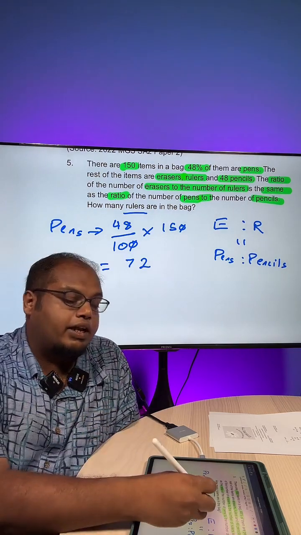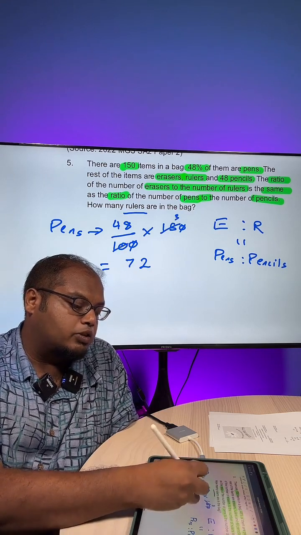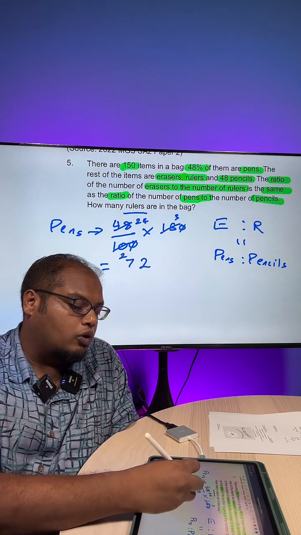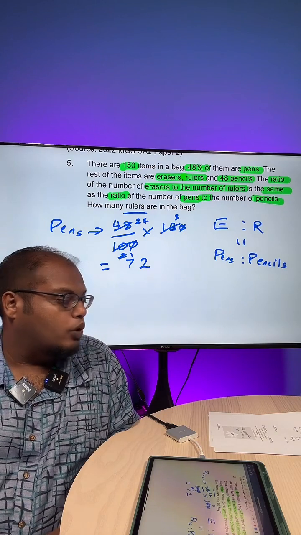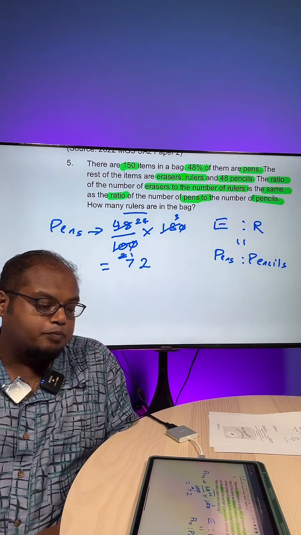There are some more things here that you can cancel. This will be 3, this will be 2. Then 48 divided by 2 is 24, and 24 times 3 is 72. That is your number of pens.